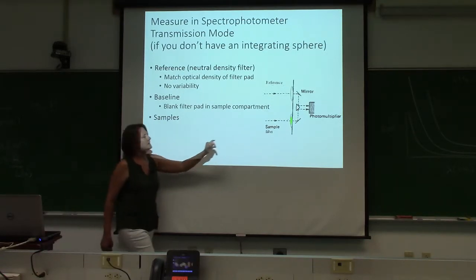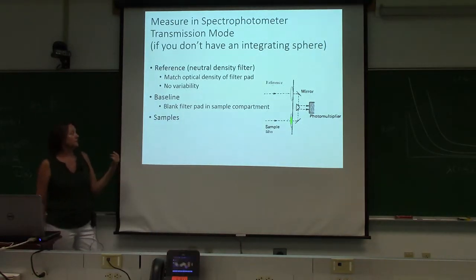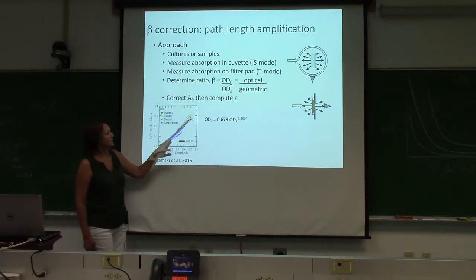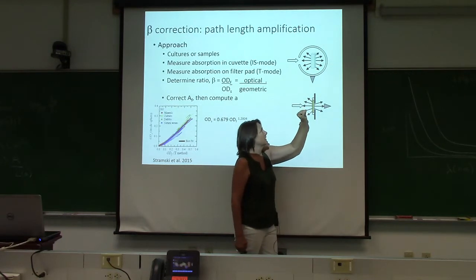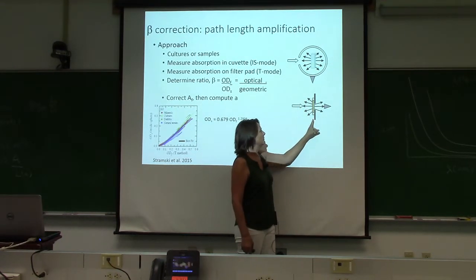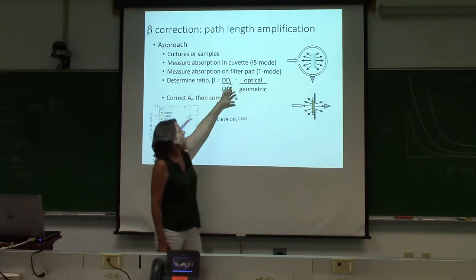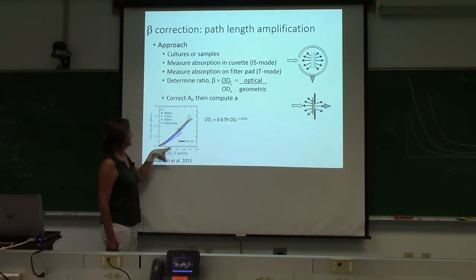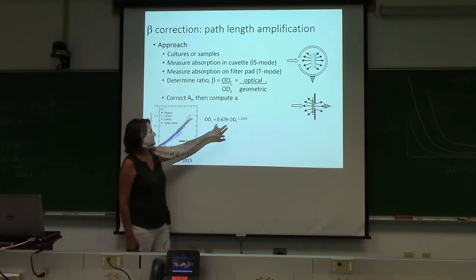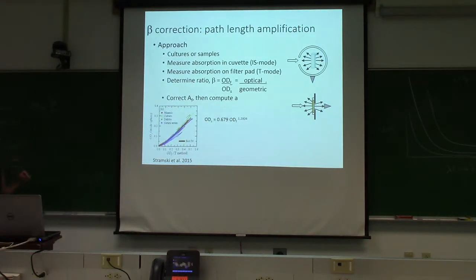But the biggest problem with this is that you're not collecting the backward scattered light. And you still have to do a beta correction. So Darius also calculated a beta correction if you measured your suspension in the integrating sphere, which is truth, and you measure your filter pad in transmission mode, which is not truth. You can look at the ratio of the optical to the geometric path length, and here this is about a factor of 2 in this scenario.